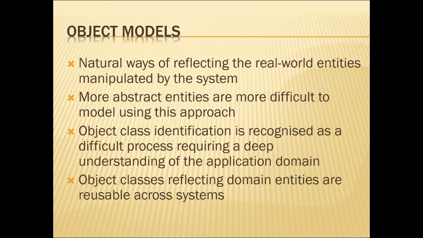For some classes of system, object models are natural ways of reflecting the real-world entities that are manipulated by the system. More abstract higher-level entities such as the concept of a library, a medical record system, or a word processor are harder to model as object classes. The analysis process for identifying objects and object classes is recognized as one of the most difficult areas of object-oriented development, which requires an extensive knowledge of the application domain. Object identification is basically the same for analysis and design. Reusability of object classes is well supported in the object-oriented development.